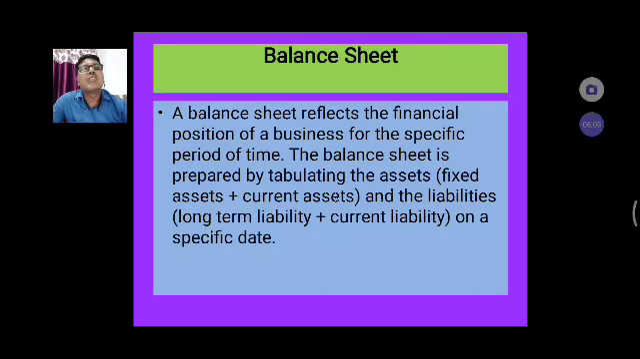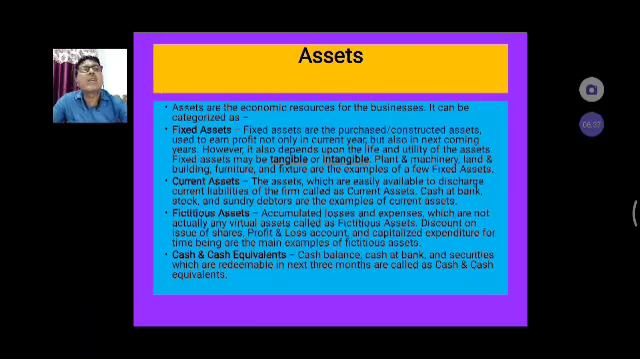Now balance sheet. A balance sheet reflects the financial position of business for the specific period of time. The balance sheet is prepared by tabulating the assets, means fixed assets plus current assets, and the liabilities, that means long term liabilities and current liabilities, on a specific date, which are taken on balance sheet.